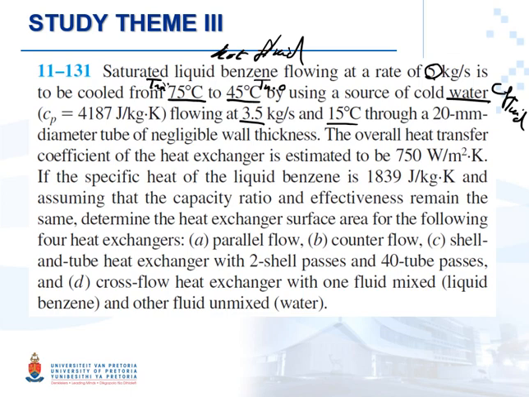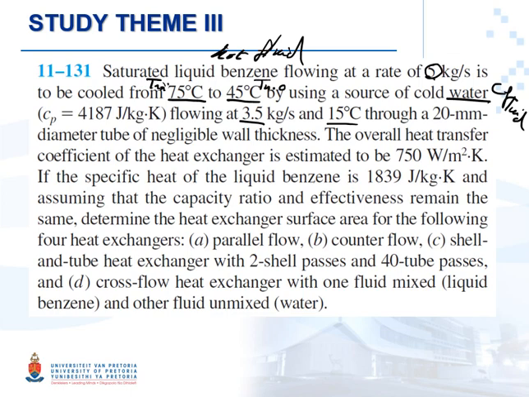The question is also saying that the diameter of the tube is 20 millimeter and the wall thickness is negligible. The overall heat transfer coefficient is given. The specific heat, or Cp h basically, of liquid benzene is given. The capacity ratio and effectiveness remain the same. So it means that the temperature difference won't affect it.